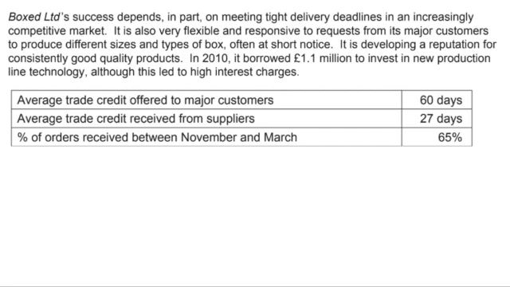Now, in terms of the case study, it provided this information as well. So the average trade credit offered to their major customers is 60 days. So that would be in terms of their trade receivables. However, they receive trade credits from their suppliers, but only of 27 days. So that means that their trade payables are every 27 days, but their trade receivables will be 60 days. Straight away, you can see a problem there. And the problem is that they have to wait 33 additional days before they receive payment from their customers after they've made the payment to the suppliers.